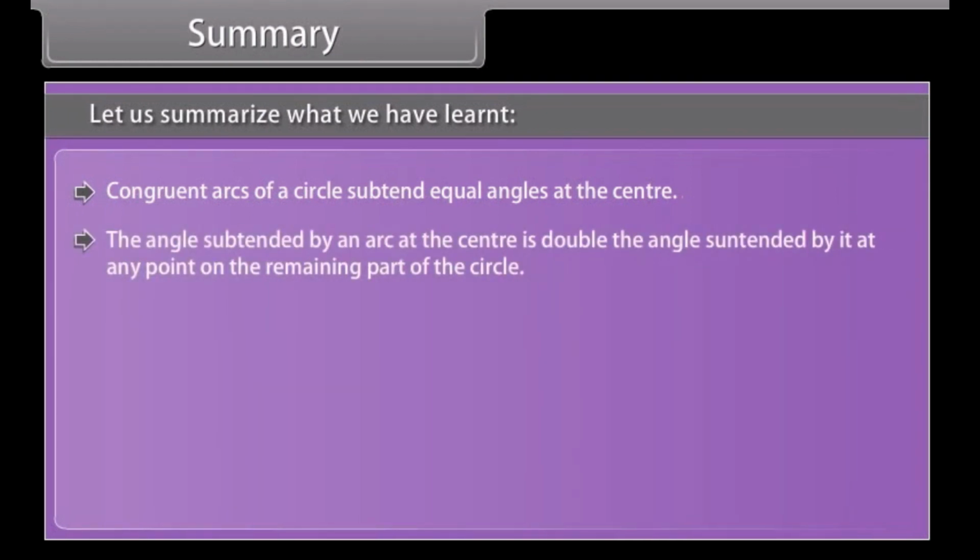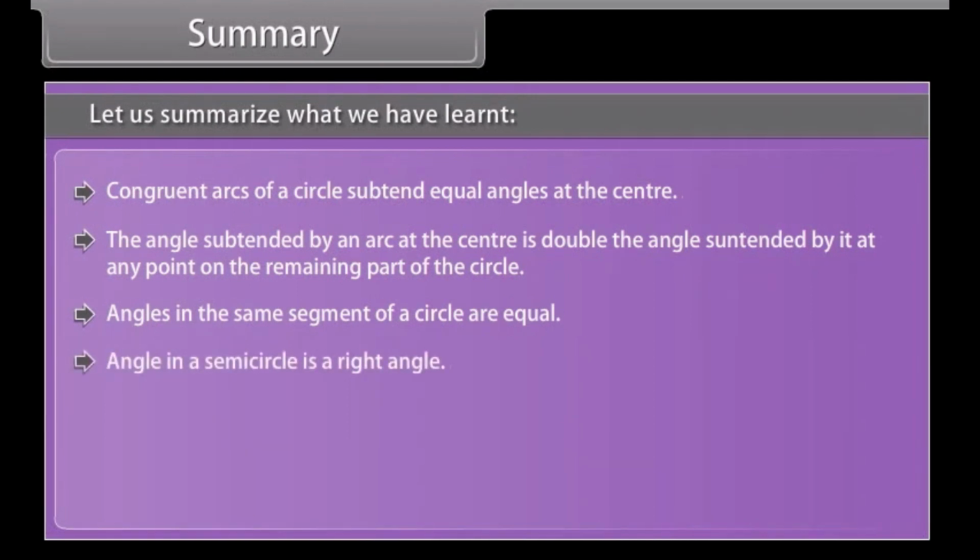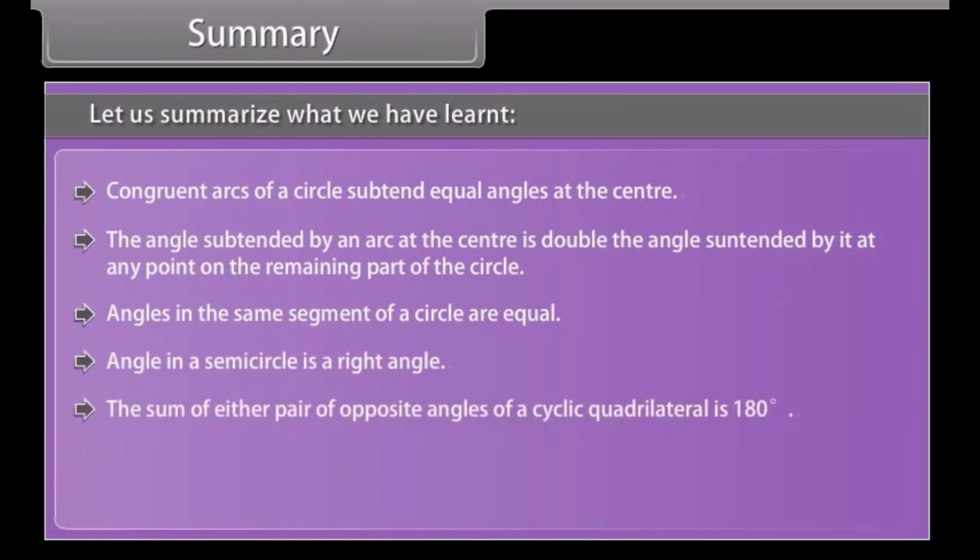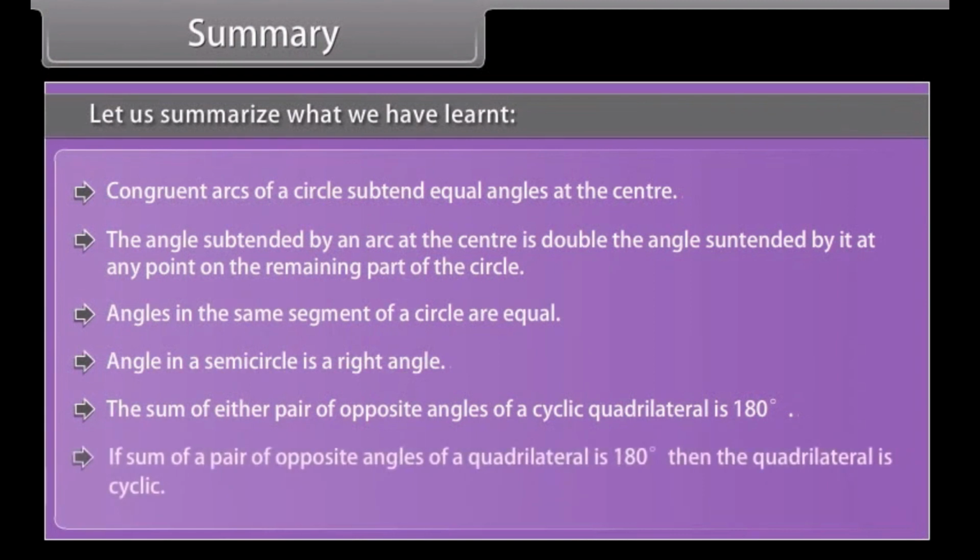The angle subtended by an arc at the center is double the angle subtended by it at any point on the remaining part of the circle. Angles in the same segment of a circle are equal. Angle in a semicircle is a right angle. The sum of either pair of opposite angles of a cyclic quadrilateral is 180 degree. If the sum of a pair of opposite angles of a quadrilateral is 180 degree, then the quadrilateral is cyclic.